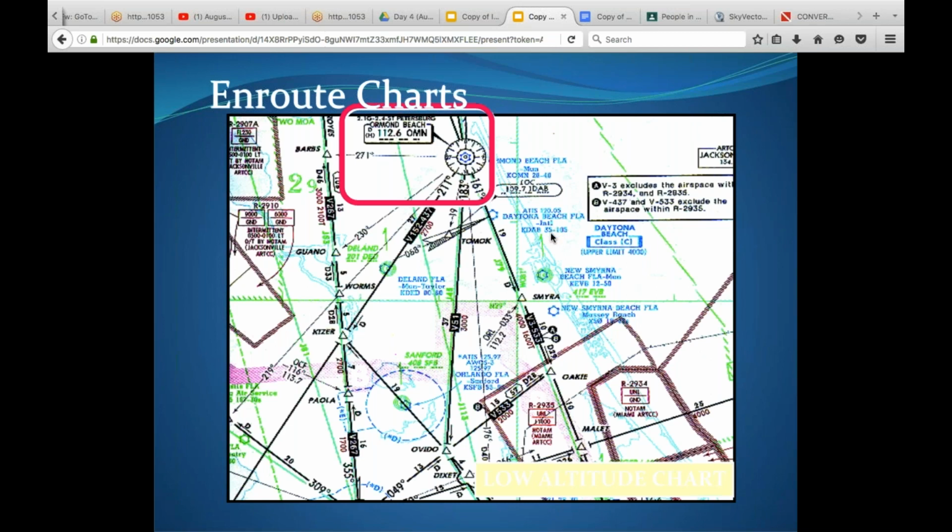It's down in Florida. I was figuring as much. Oh yeah, by Daytona. Sweet. Oh yeah, we're in Daytona here. All right, so Ormond Beach VOR.